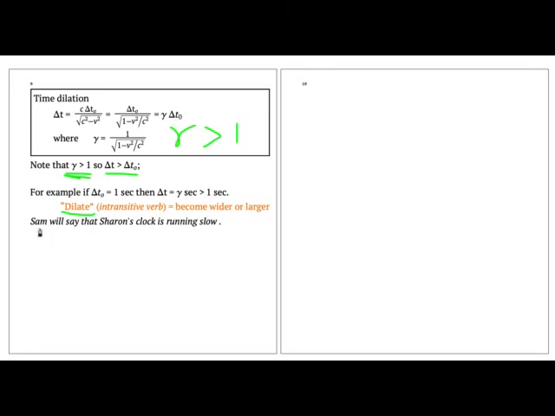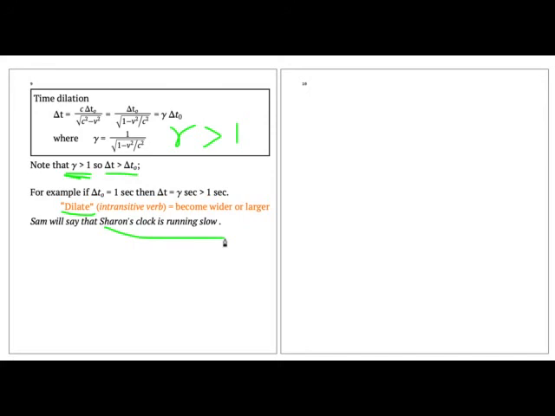Now, Sam, looking at the results: Sharon goes to the train station, comes back, and tells Sam that the pulse of light took a time of 1 second. And Sam will say, no, that pulse of light took a time of gamma seconds. Sam will say Sharon's clock is running slow. You should have measured gamma seconds, but you only measured 1 second. Your clock must be running slow. So Sam will say that Sharon's clock is running slow.